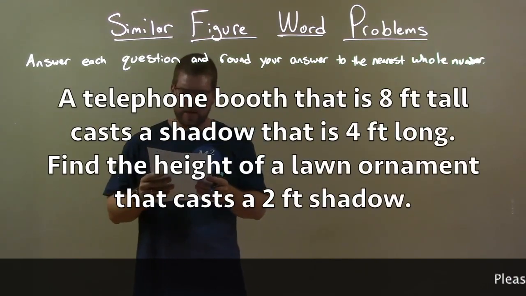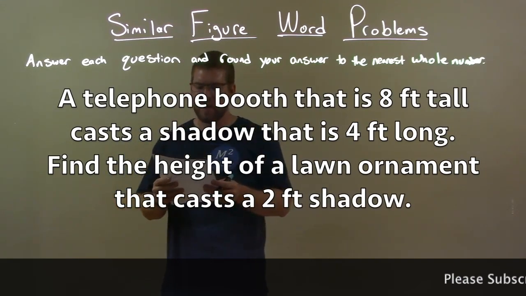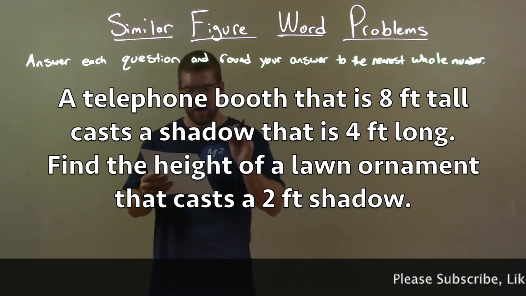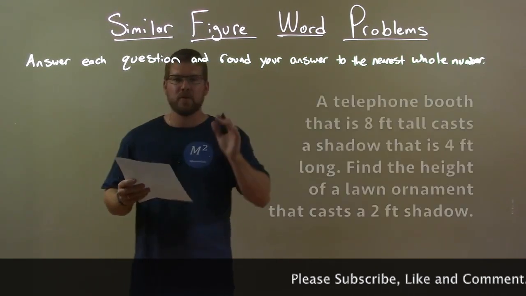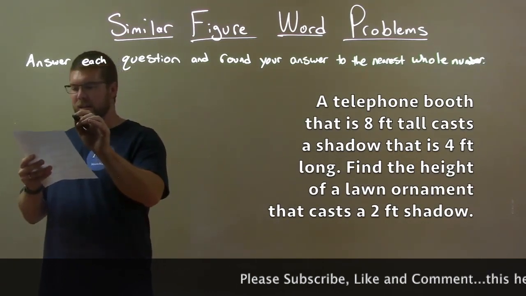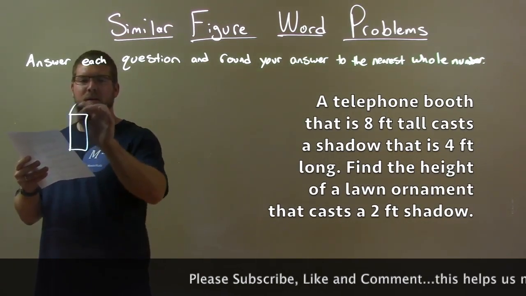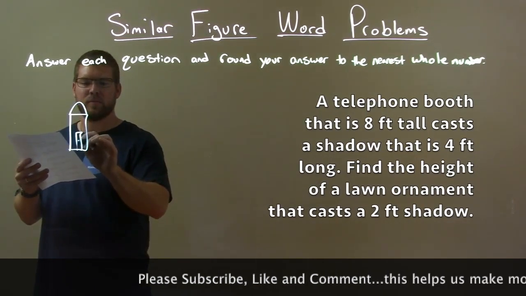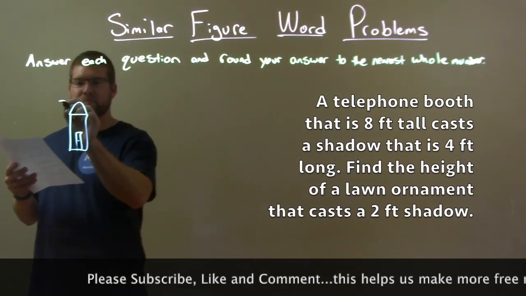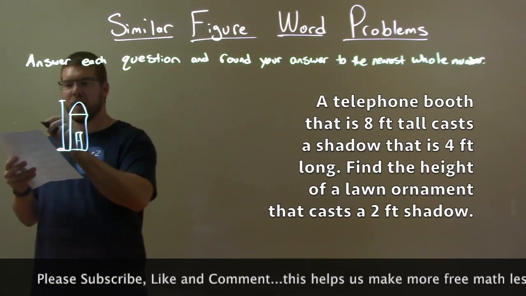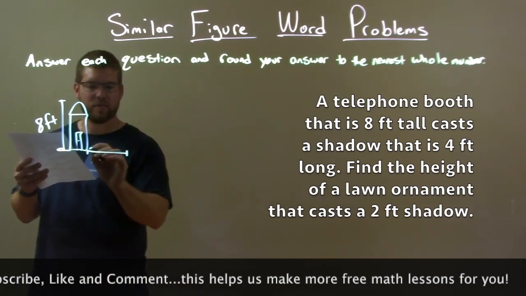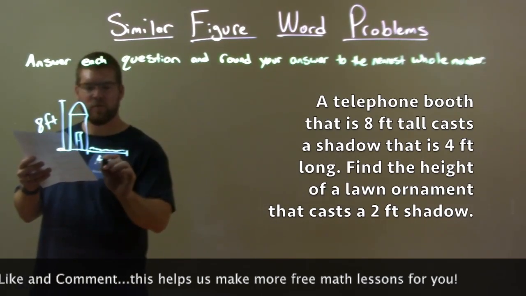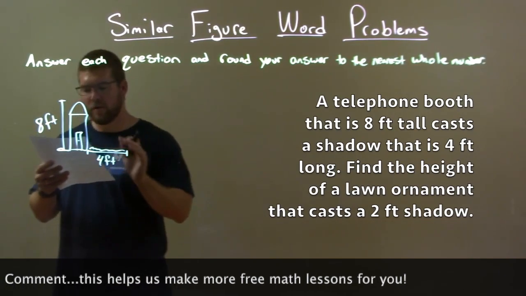A telephone booth that is 8 feet tall casts a shadow that is 4 feet long. Find the height of the lawn ornament that casts a 2-foot shadow. So let's draw a picture. We got a telephone booth right here, with a little dome and a little door, that's good enough. The height here is 8 feet, and its shadow length is 4 feet.